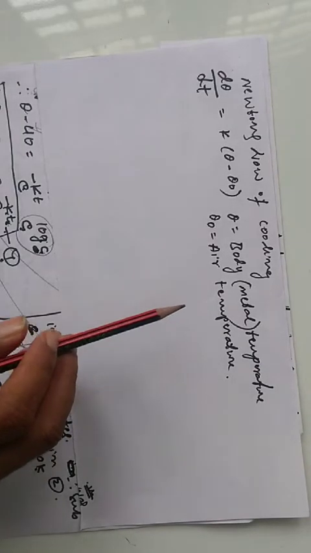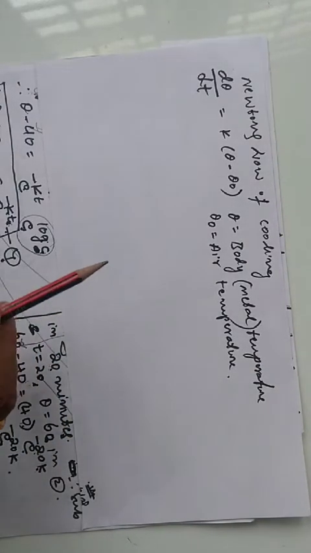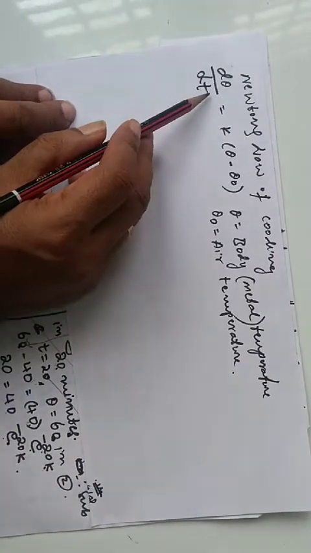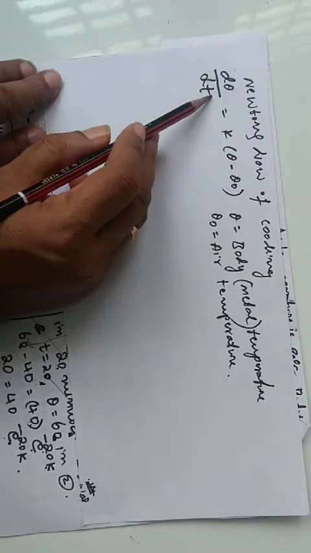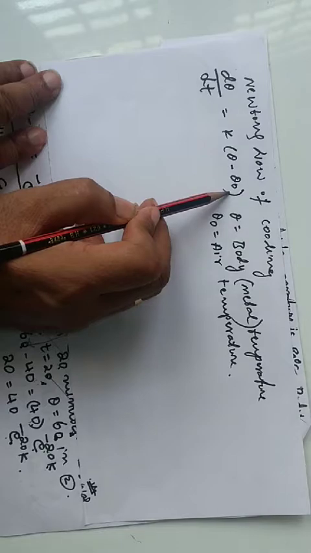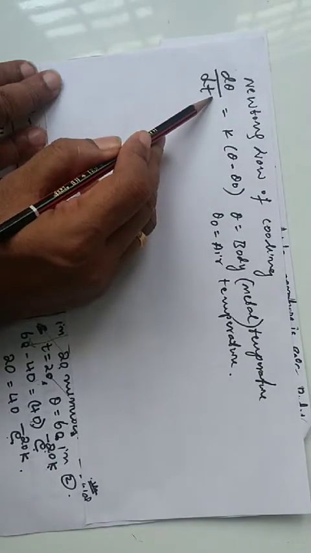Today I am talking about Newton's law of cooling. Newton's law of cooling says that d theta by dt is equal to k into theta minus theta naught. What does d theta by dt mean?